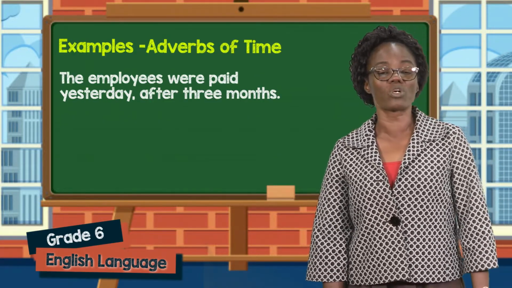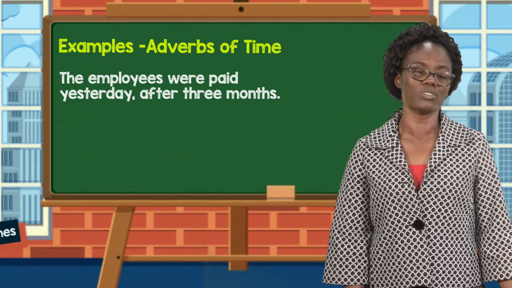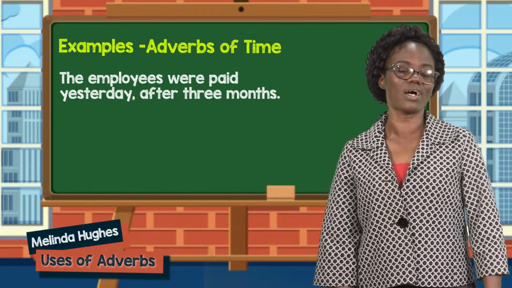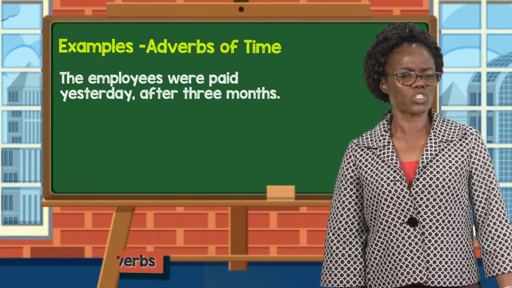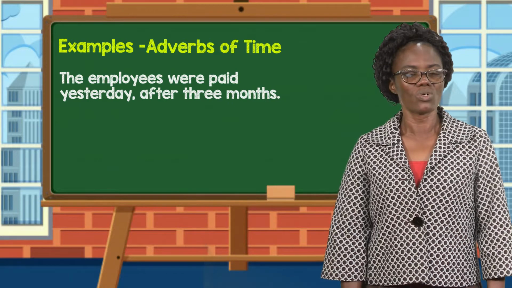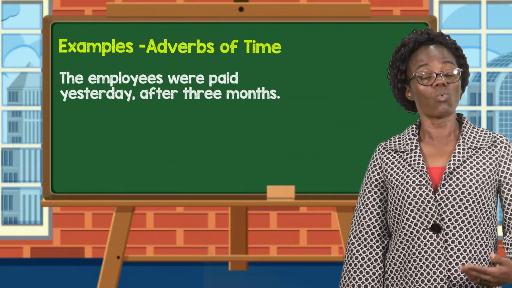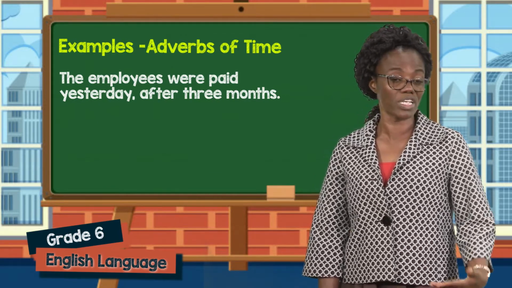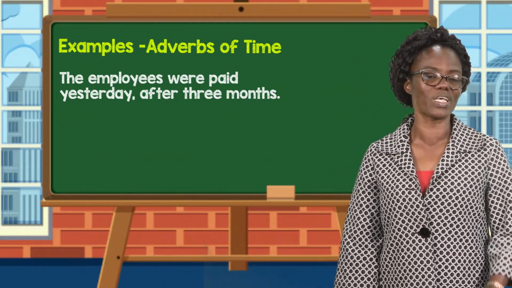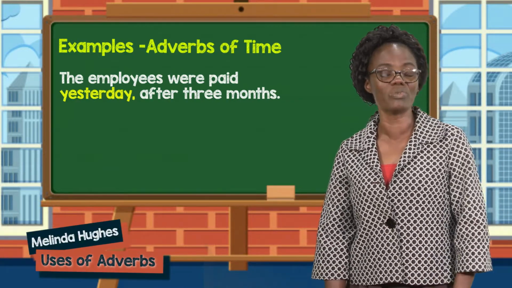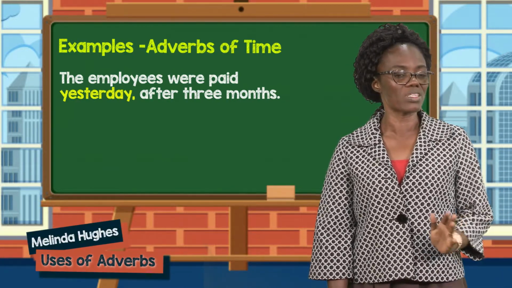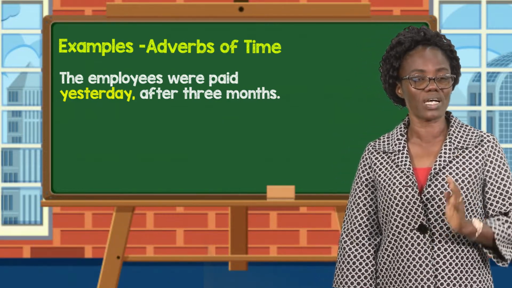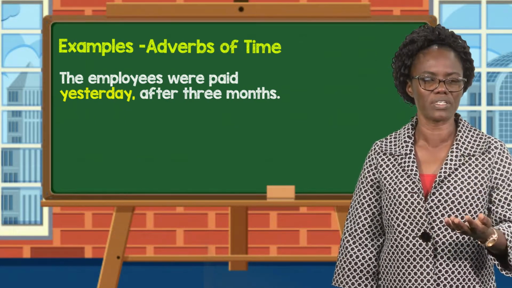The employees were paid yesterday after 3 months. So in that sentence there, we can ask the question, when were the employees paid? Because they were paid, but when? And so the answer to the question when would be yesterday. So in that sentence, yesterday is the adverb that answers the question when.